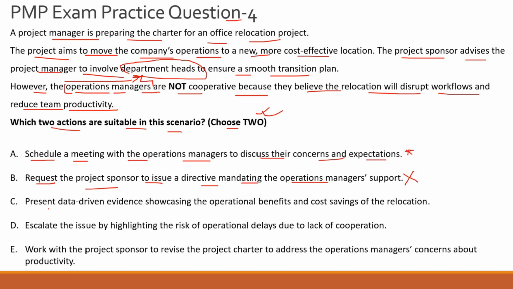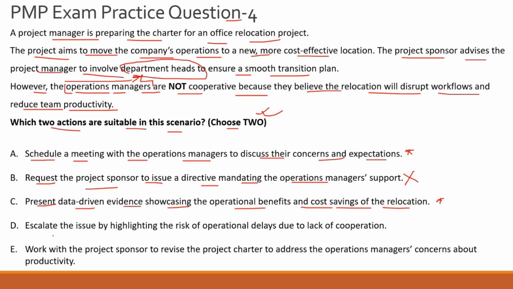Okay, let's look at option C. Present data-driven evidence showcasing the operational benefits, as I was discussing, that the new location might have better infrastructure, better productivity aids, etc. And of course, the cost savings that the company will be gaining as part of the relocation. Data-driven evidence always helps to put some method to the madness and helps the other party sitting on the other side of the table understand where you are coming from, or what is your rationale or intent with which you are proposing something, right? So option C also looks like a decent answer choice. Let's hold it for now and we might come back to it.